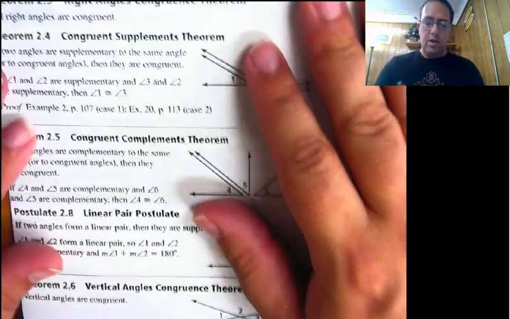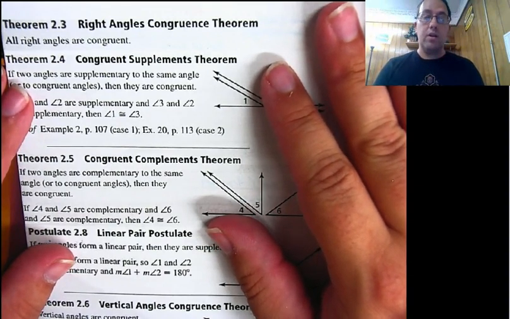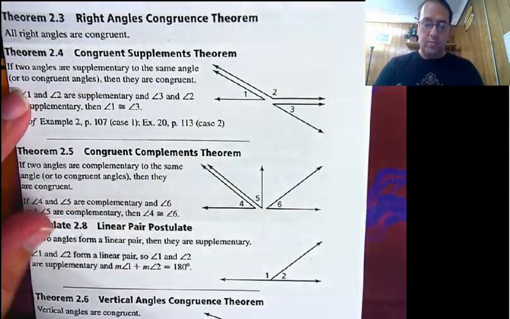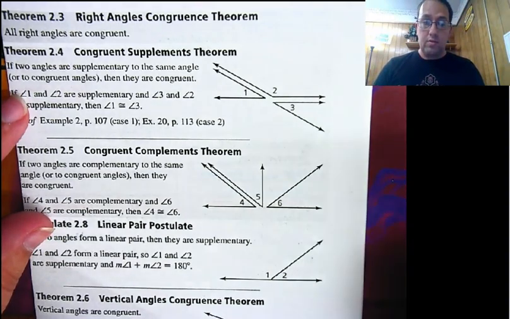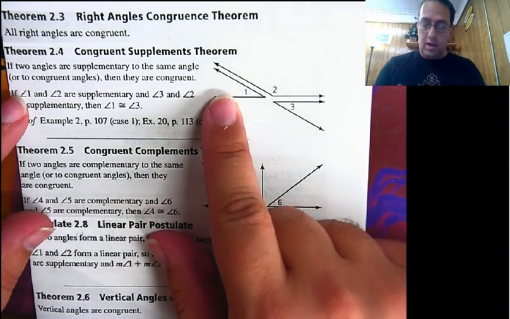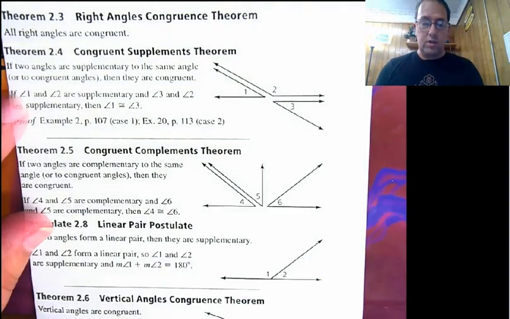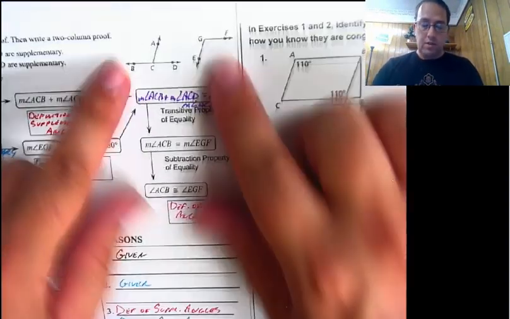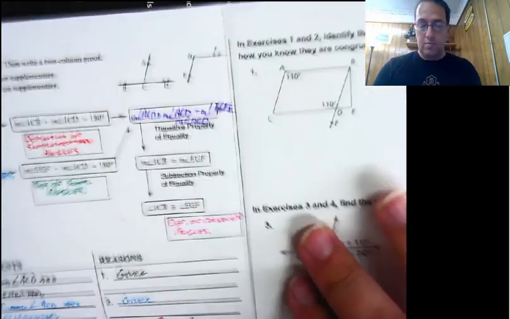Now, I did tell you we were going to have some other theorems. So here are the other theorems. First theorem, right angle congruence theorem. All right angles are congruent. Next one, congruent supplements theorem. If two angles are supplementary to the same angle or to congruent angles, then they are congruent to each other. So angle 1 and angle 3 are both supplementary to angle 2. Therefore, angle 1 is congruent to angle 3. And that is actually what we just proved right here. Since these two angles were both supplementary to angle ACD, they were congruent to each other.